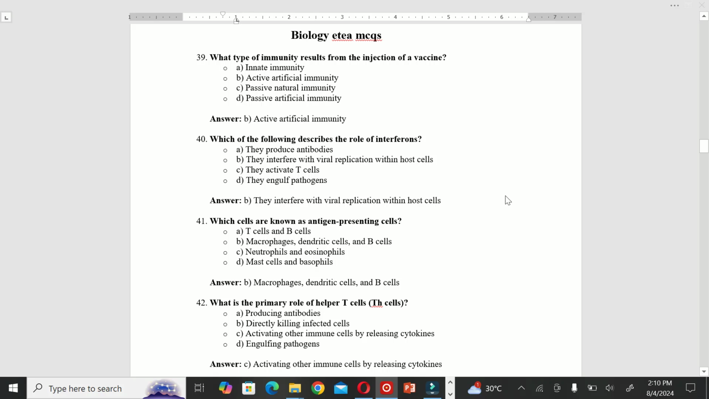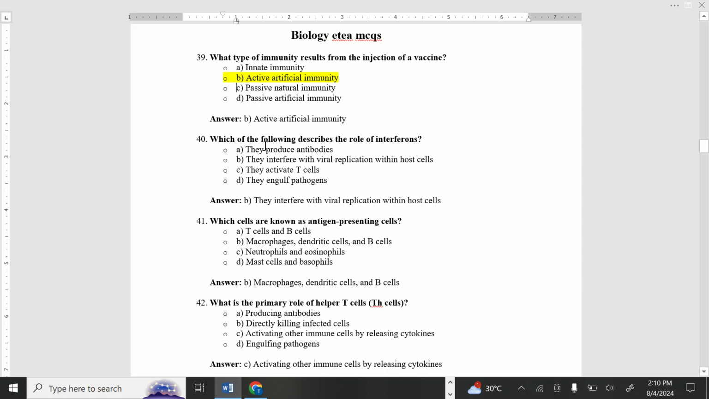Let's get started. The first MCQ is: what type of immunity results from the injection of a vaccine? A. Innate immunity. B. Active artificial immunity. C. Passive natural immunity. And D. Passive artificial immunity. So the correct option is B, active artificial immunity.